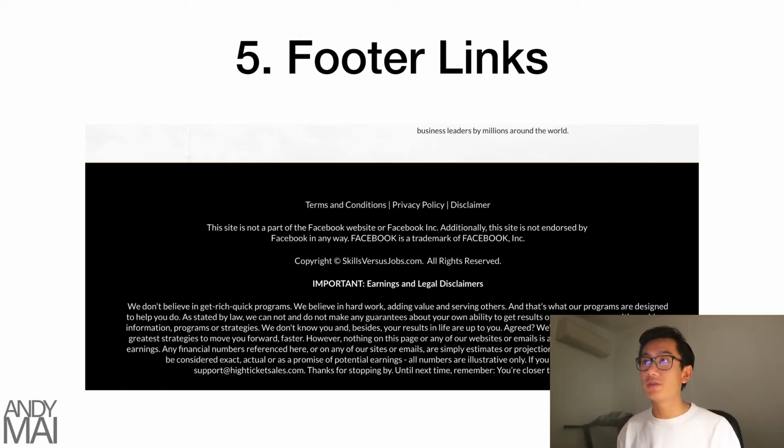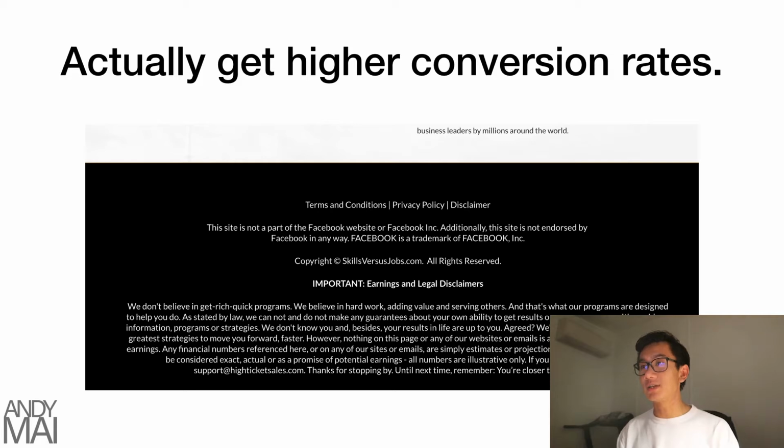So you need to have these footer links and these disclaimers. And two, after split testing it, you actually get higher conversion rates having these footer links, which is pretty surprising.